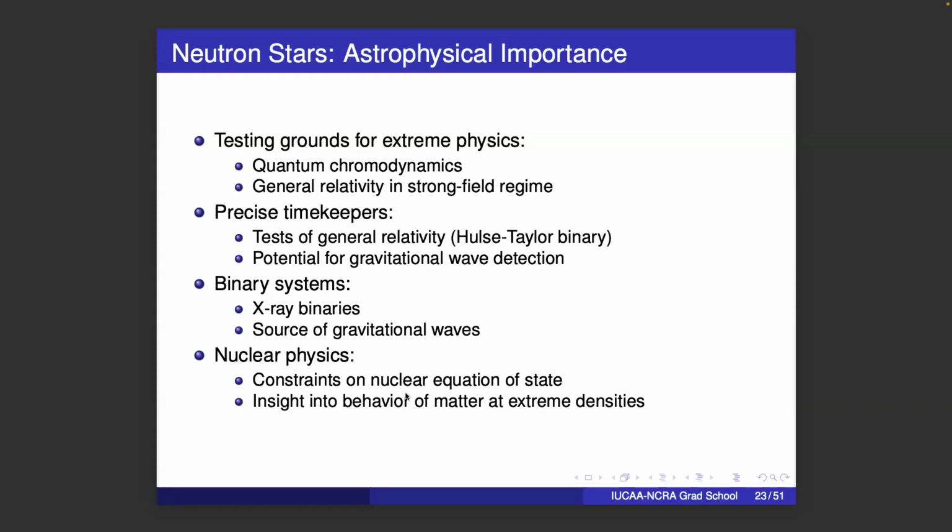Nuclear physics can be studied, with constraints on the nuclear equation of state and insight into the behavior of matter at extreme densities. So neutron stars, I think if you take one topic in astrophysics where the traditional high energy physicists or particle physicists, or atomic and nuclear physicists are all interested, is neutron stars. Because they give them access to a region of the parameter space that they have no hopes of ever exploring in the laboratory.